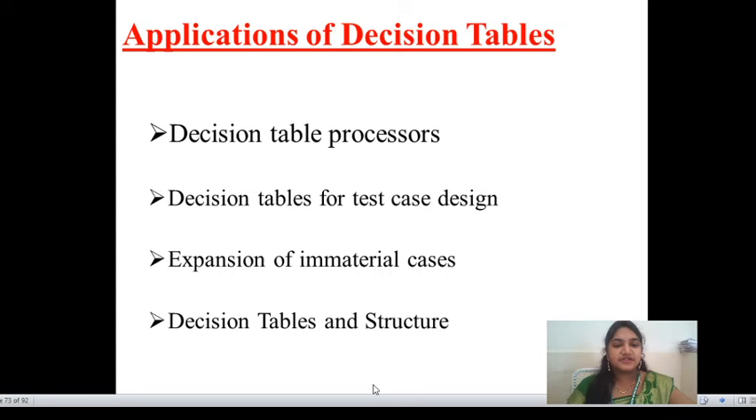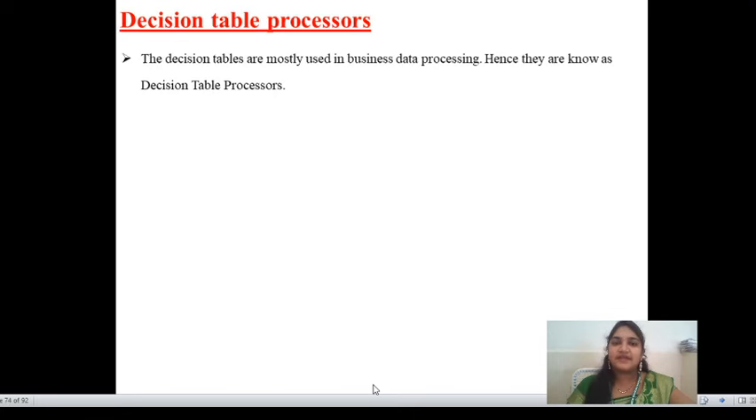Decision table for test case design. Immaterial cases can be expanded in the decision table, and the structure can be defined. So the first one is decision table processors.